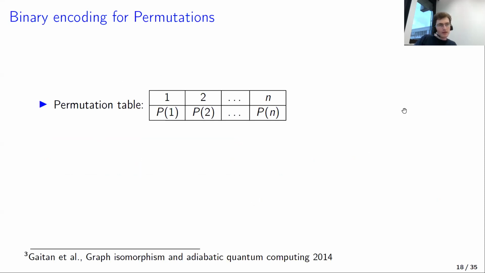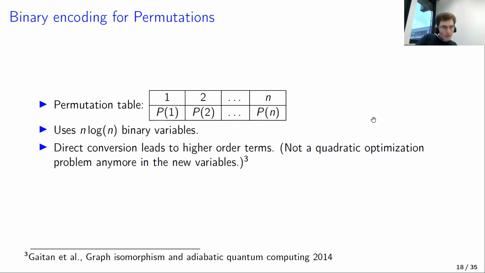Okay, how did we deal with the permutations? We encoded them in a specific way. Let's consider a permutation table here, where each entry is encoded with log n bits. One could also think that you could directly convert the quadratic assignment problem at the beginning in this way with this encoding, but this would in general lead to higher order terms. This was done, for example, in this publication.